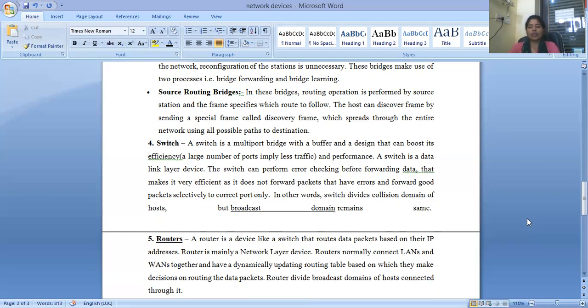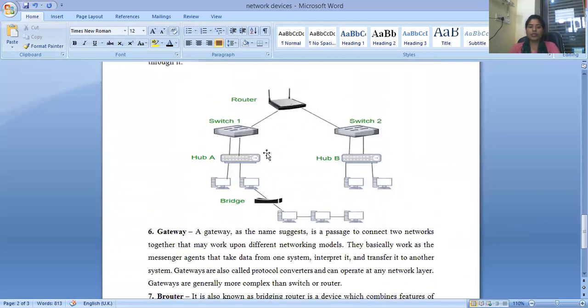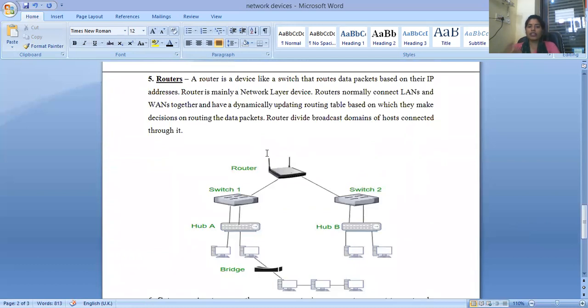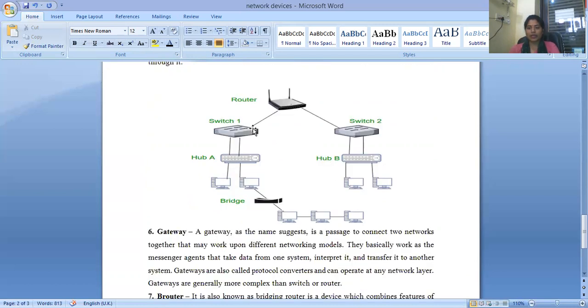Now, if you talk about the routers, so what is the router? A router is a device like the switch that routes data packets based on their IP addresses. A router is mainly a network layer device, and a router normally connects the LAN and WAN together and has a dynamically updating routing table based on which it makes decisions for routing the data packets. A router divides the broadcast domain of the hosts connected through it also.